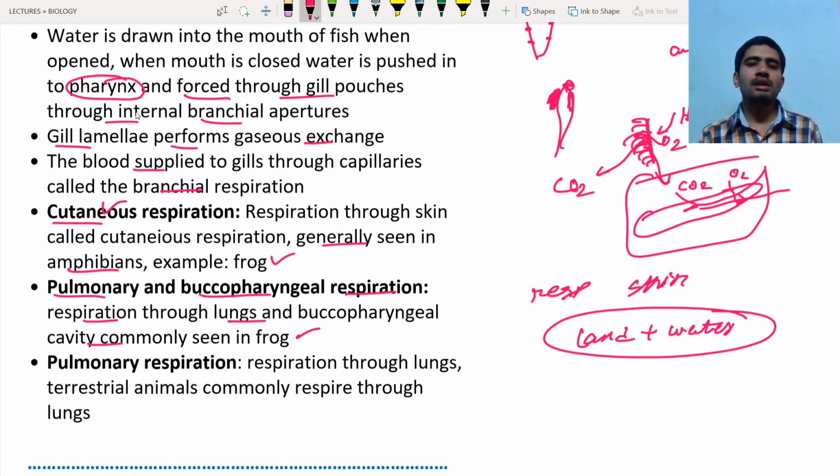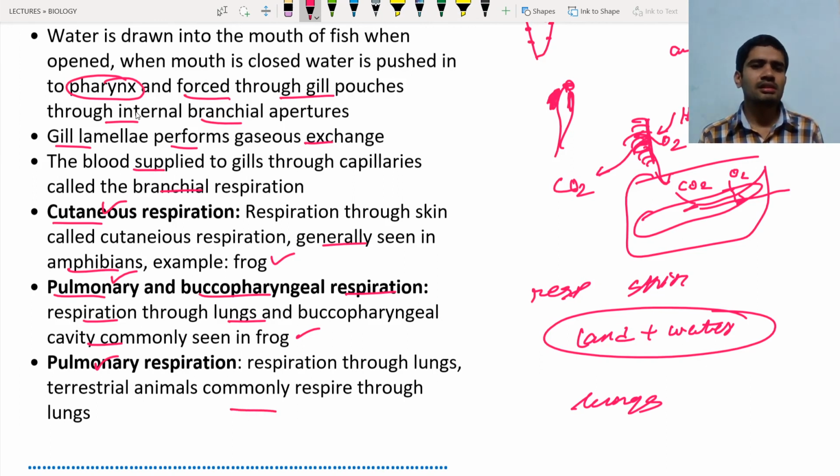Not only buccopharyngeal respiration, the frog can also perform pulmonary respiration. Pulmonary means lungs. Respiration through the lungs is known as pulmonary respiration, and not only frogs but also human beings and birds do the pulmonary respiration process. They commonly respire through lungs.